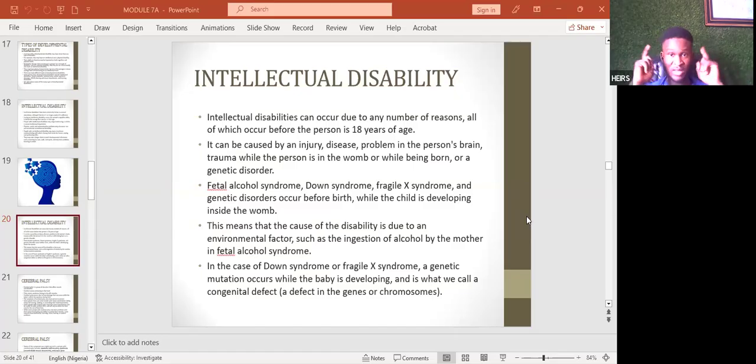Now, the major thing we are looking at now is the brain. We're not looking at another part. We're not looking at the hand. We're not looking at the legs. We're not looking at the stomach. Intellectual, having to do with the mind. So it can be due to injury in the brain. What can happen in the brain?